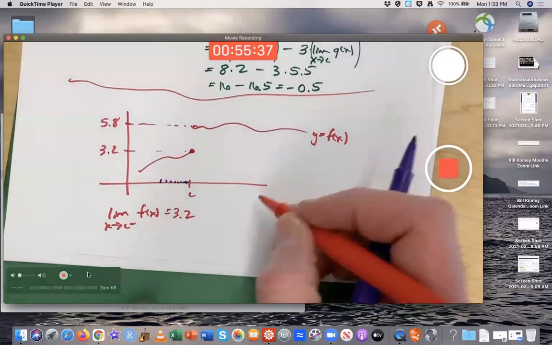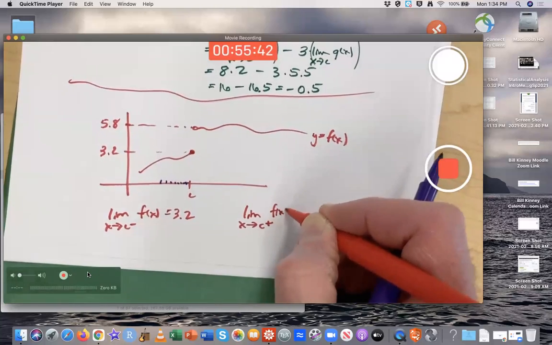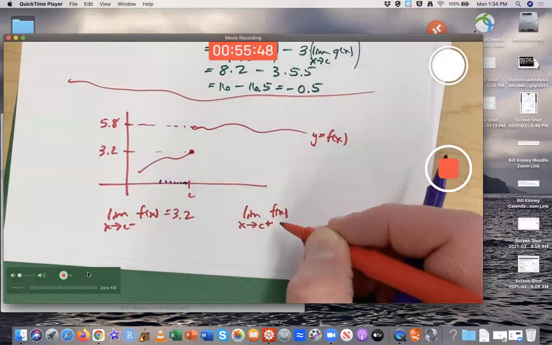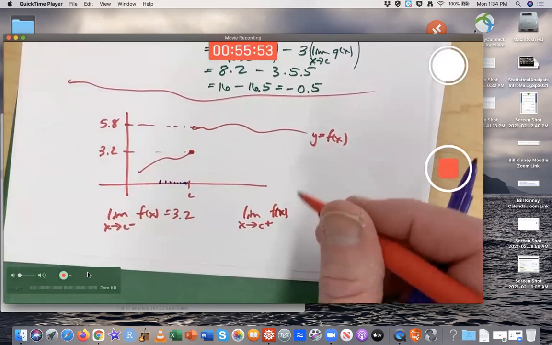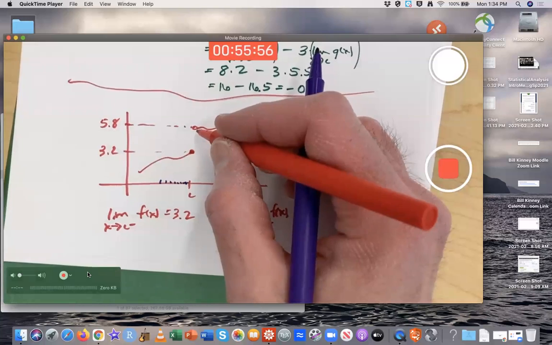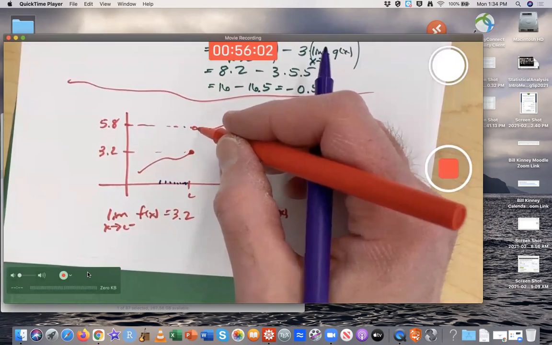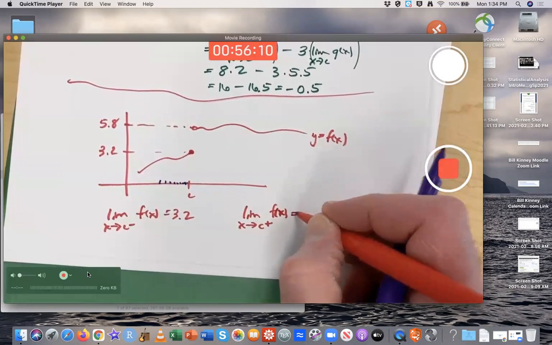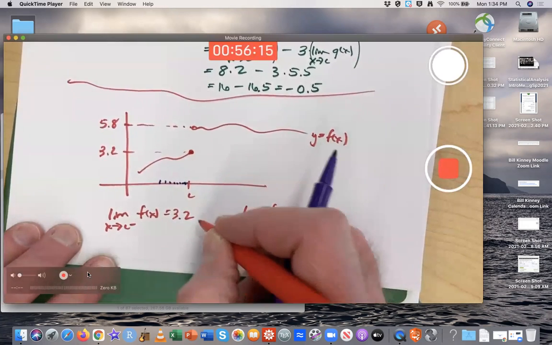The limit as x approaches c from the right, put a plus sign to the right of the c, does not mean c is positive, though I've drawn it to be that way. Is it 5.8 or not? I mean, that point's missing. It's not a part of the graph. The point with coordinates c comma 5.8 is not part of the graph, is what I'm emphasizing by drawing a little circle there. Does this limit equal 5.8? It does, yes, in spite of the fact that f of c is 3.2.